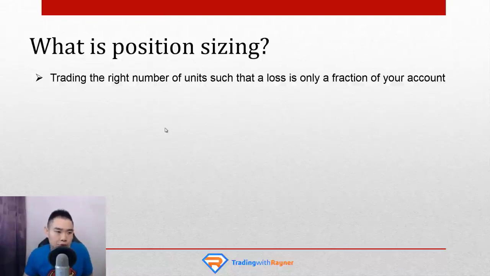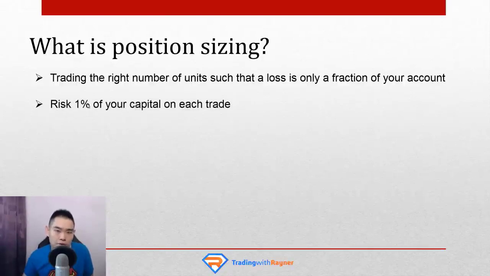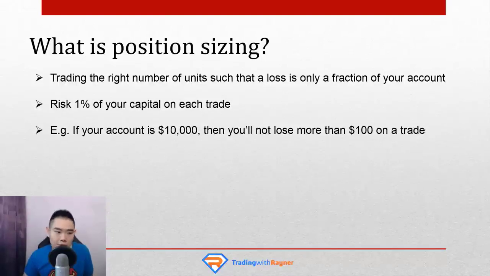And as a general guideline, I usually advocate not to lose more than 1% of your trading account on each trade. So for example, if your account is a $10,000 trading account, 1% of 10,000 is $100. So this means every trade you put on, you should not lose more than $100. Now this brings us to the question: how do we calculate it in such a manner where you won't lose more than $100 on each trade?